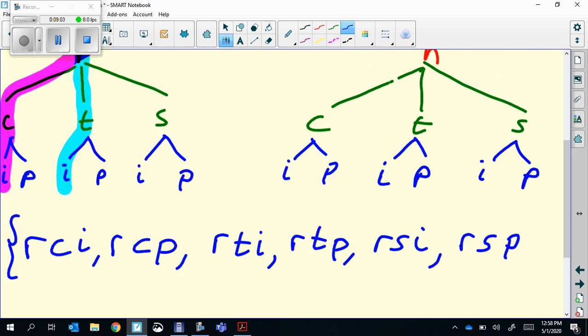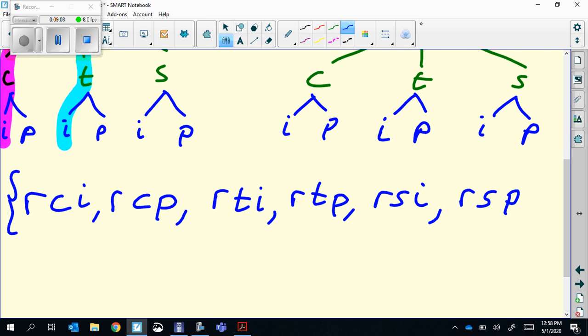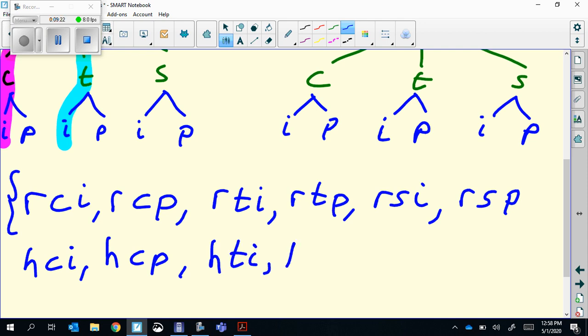And now the only thing that's changing here as you look at these is going to be H. So we just got to change all those R's to H's. But we're looking at each branch. We go HCI, followed by HCP, and HTI, followed by HTP, and then HSI, followed by HSP. Ham, soda, pie. And that's our sample space.